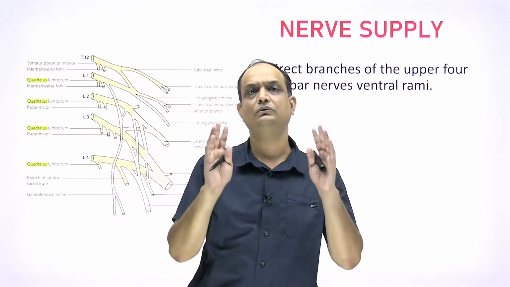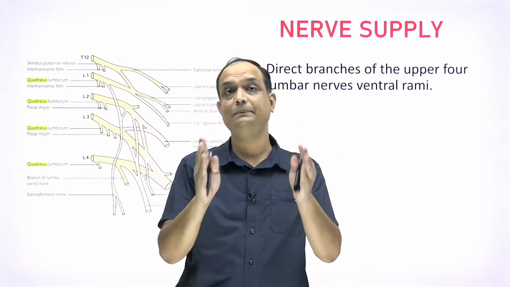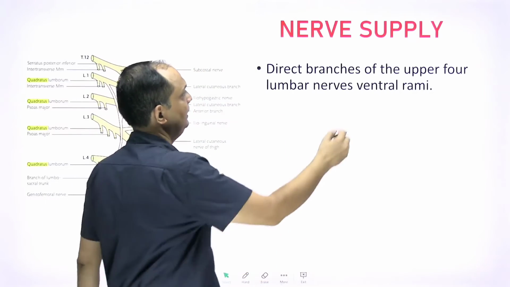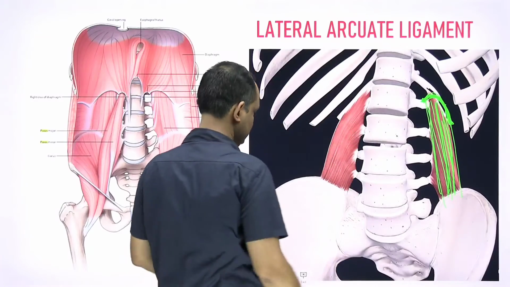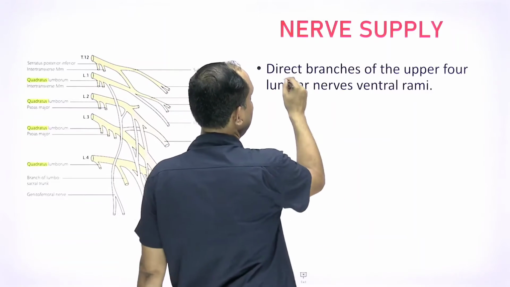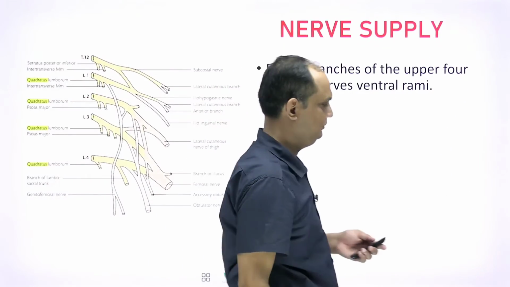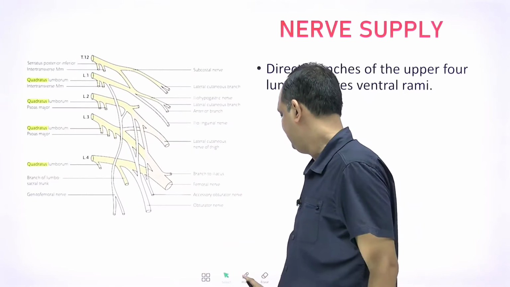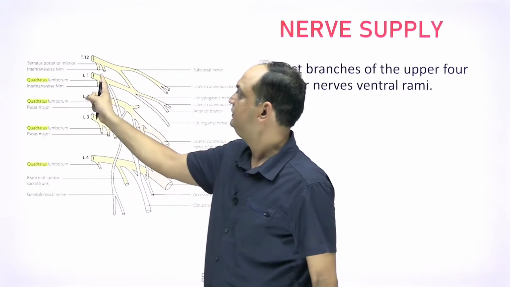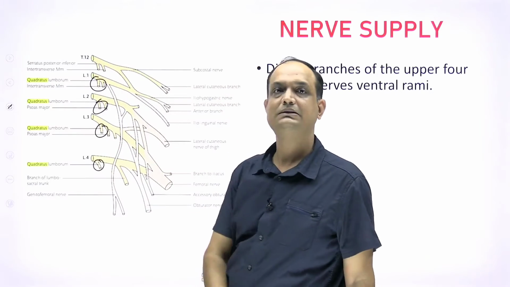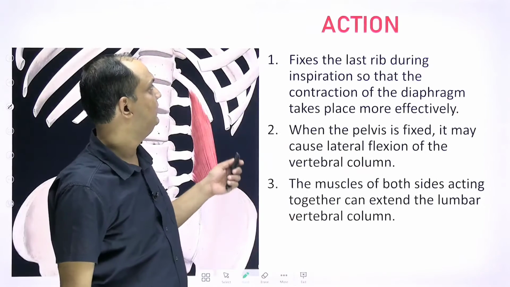in your exam? Quadratus lumborum is supplied by direct branches from the ventral rami of the upper 4 lumbar nerves. So, it is a direct branch of the upper 4 lumbar nerves. Here you can see in this image that there are some direct branches which are supplying the quadratus lumborum muscle. Then you will have the action.